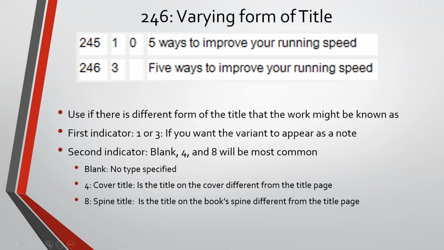Varying form of title. You can use this field to spell out numbers or words that are abbreviated to make sure that it's searchable in your catalog. Your first indicator is a 1 or a 3, depending on how you want it to appear, and partially depending on how your system displays things. You may want to ask your system person how this is going to end up being displayed depending on how your system interprets it. Your second indicator, the three most common things you're going to see are blank, 4, and 8, if there's no specified type. So if you got an alternative title from a cover or a spine, you can use second indicator 4 or 8, and then describe that. You might want to describe that in a 500 note as well.